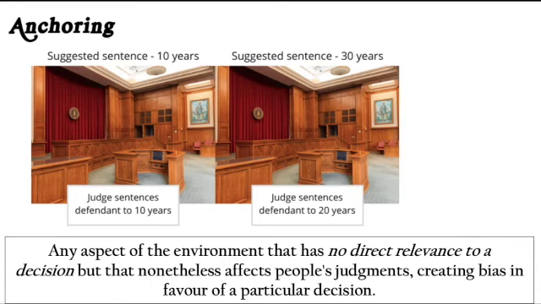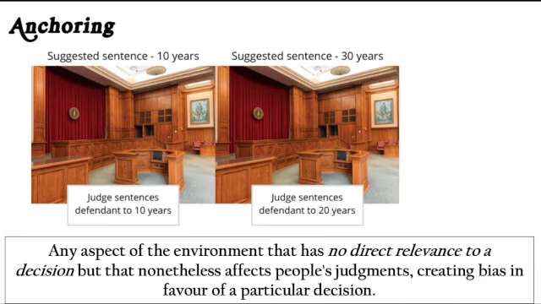So if we think about it from this point of view, imagine that we had a court case, identical crimes, but the suggested sentence for one was 10 years, whilst the suggested sentence for another was 30 years. Now, those 10 years and the 30 years act as an anchor, and that influences the judge's sentence.